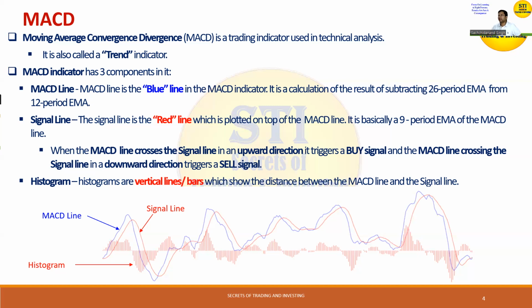And the histogram, these vertical lines or bars, basically shows the distance between the MACD line and the signal line. At any point of time, whatever the gap is, we are treating it as a perpendicular gap, not a horizontal gap or a gap at any particular angle. So if you look here, there is no bar, because at this point of time, the MACD line and signal line are coinciding with each other. That's the reason there is no histogram printed here.